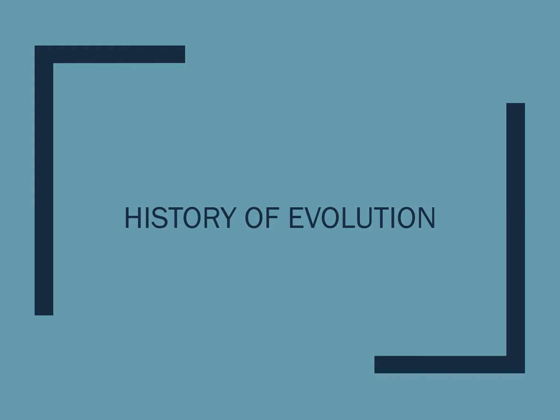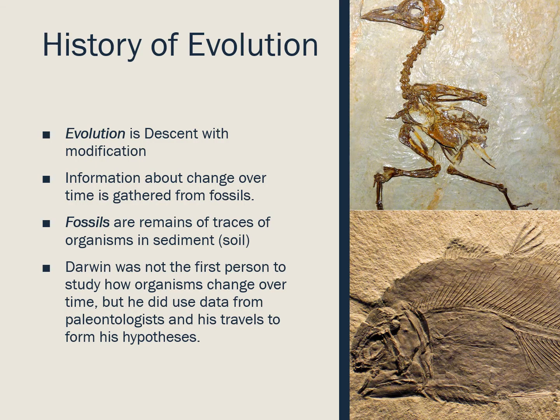So getting into the history of evolution. So evolution is descent with modification, just like we've been talking about. So you're descendant from your ancestors, but you modified it just a little bit. So information about these changes we can gather through fossils. Fossils are any remnants or traces of organisms that are found in soil.